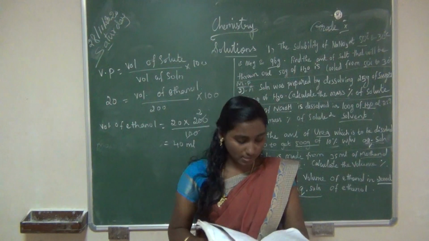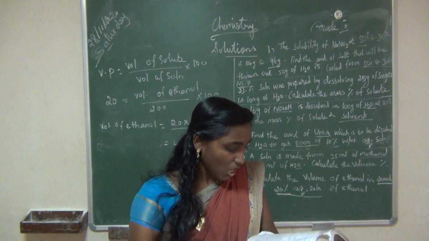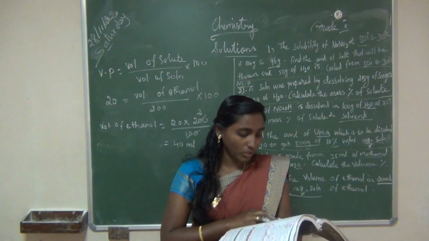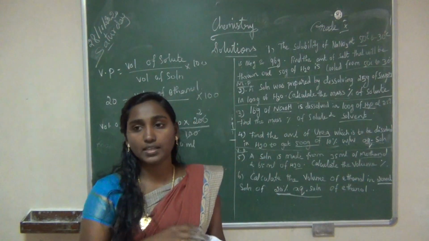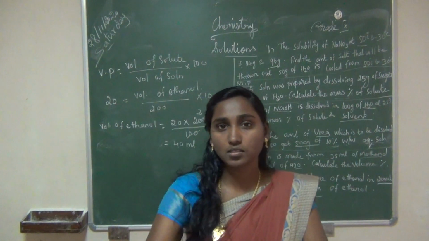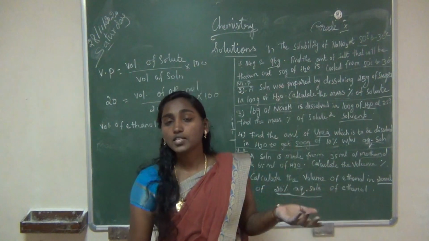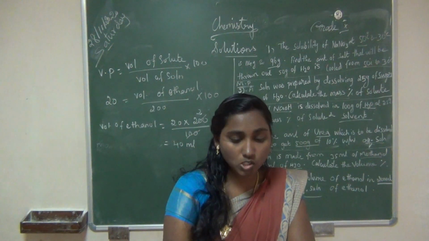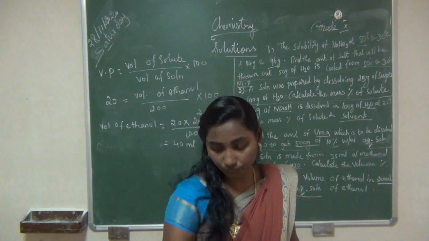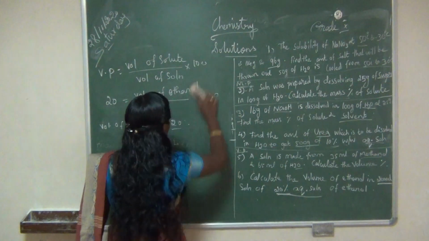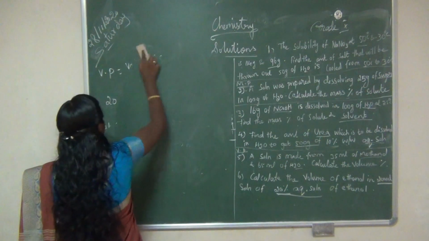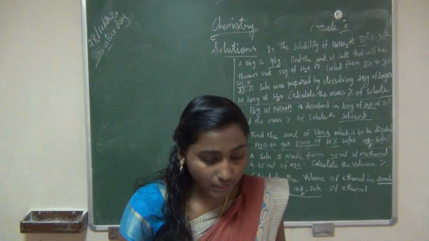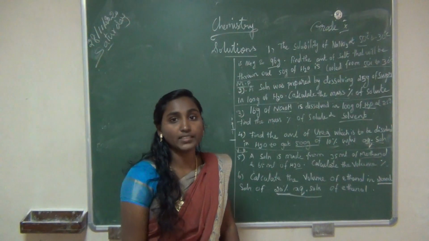Then fill in the blanks. Already we marked something, right? So fill in the blanks. First one: the component present in lesser amount in a solution is called solute. More amount in a solution is called solvent, right? So first one answer: solute.